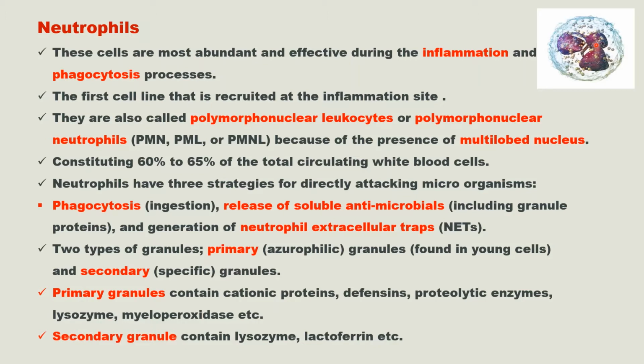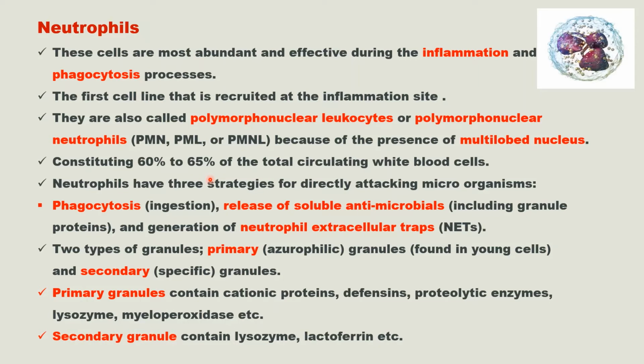Because of the presence of this multi-lobed nucleus, the neutrophil is called a polymorphonuclear leukocyte or polymorphonuclear neutrophil. It constitutes 60% to 65% of the total circulating white blood cells. So, among white blood cells, the major cell is the neutrophil.